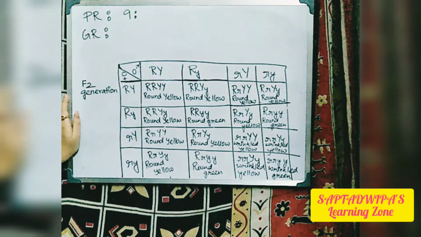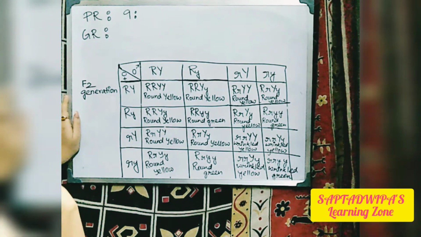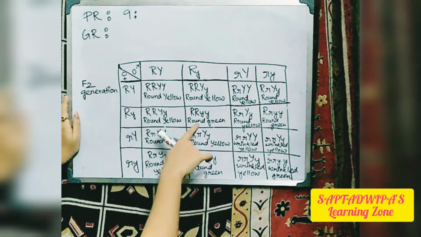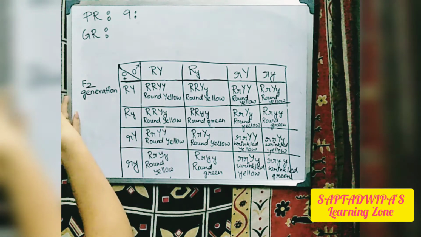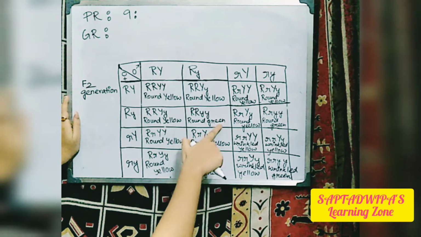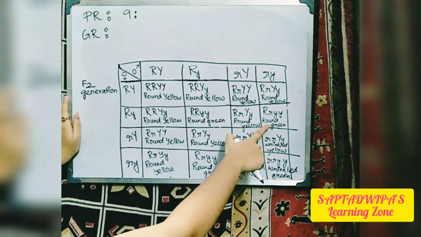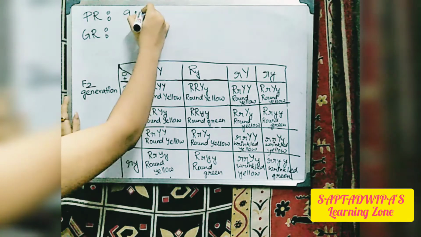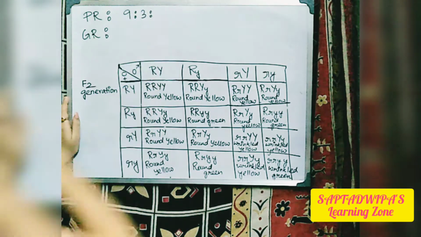So 9 is the first. Coming to the second. Other than round yellow, what are we having? Round green. So how many round green do we have? We'll count that. 1 round green, 2 round green, 3 round green. So 3 is the number.